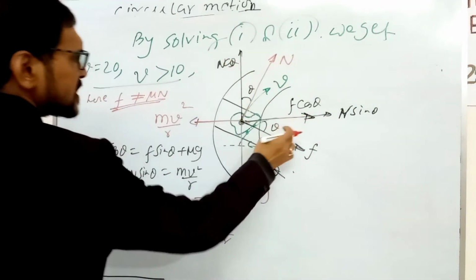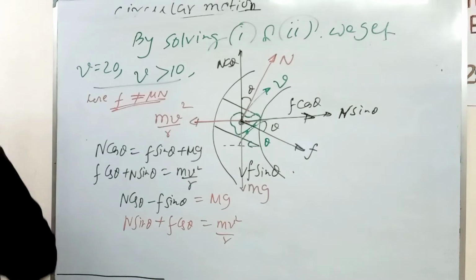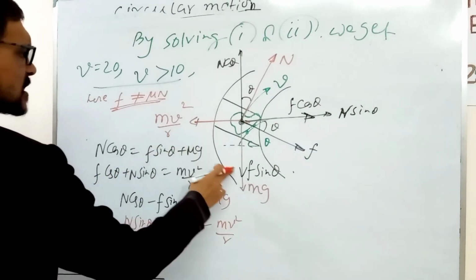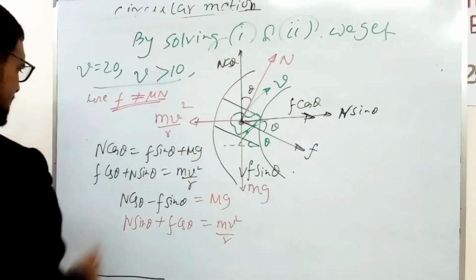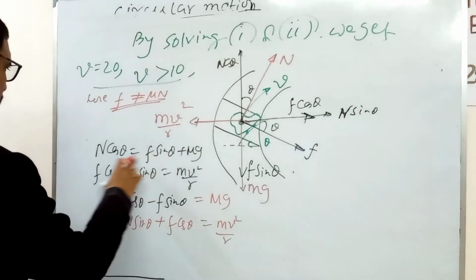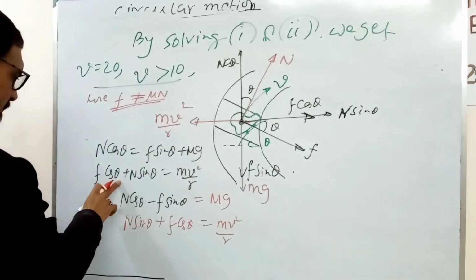Here n cos theta, n sin theta, so this plus this balance this force. So f cos theta plus n sin theta balance this force, and n cos theta balance this plus this. So divide: n cos theta minus f sin theta equal to this, and this plus this equal to this.